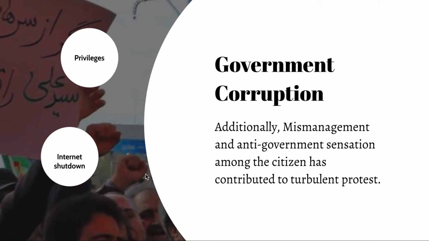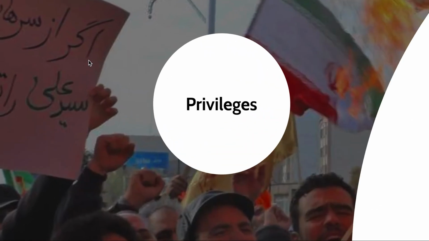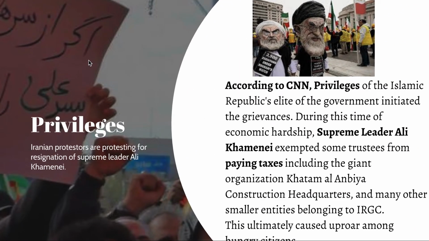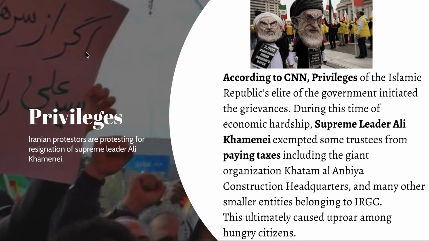And this is the second cause, which is government corruption, mismanagement, and anti-government sentiment among the citizens, which contributed to a turbulent protest. The first is privilege. According to CNN, Islamic Supreme Leader Ali Khamenei exempted some trustees from paying taxes, including the giant organizations and many other smaller entities belonging to the IRGC, which has association with the Iranian government and other companies.